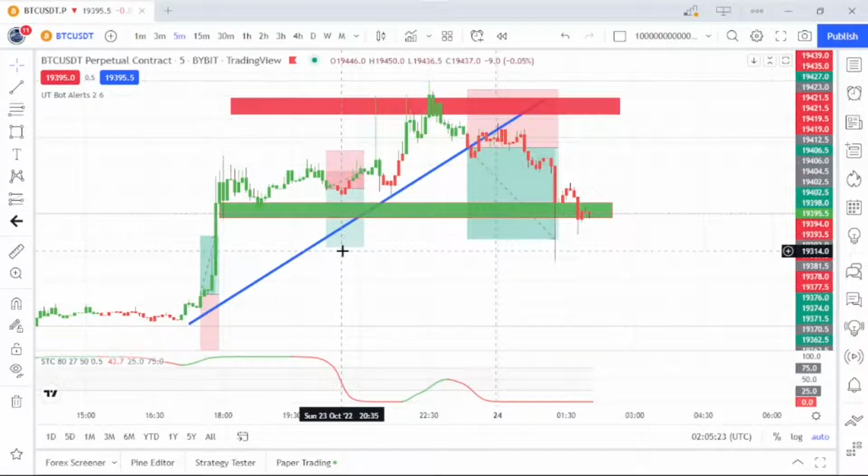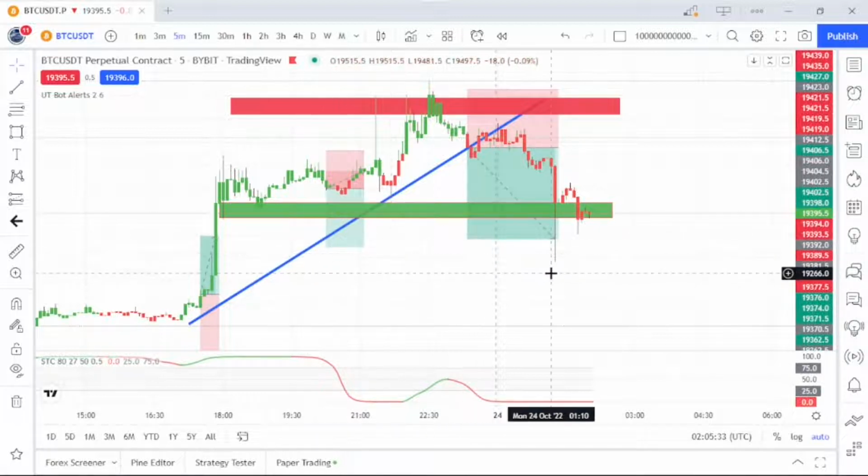Let's pray. We thank God for this opportunity to look at quick moves in the market and make maximum profit as possible. Amen.